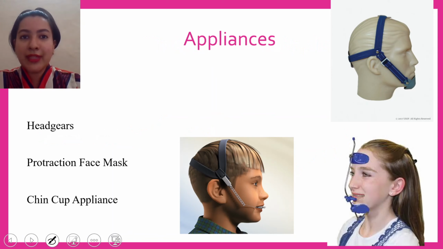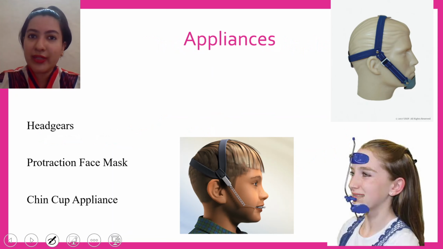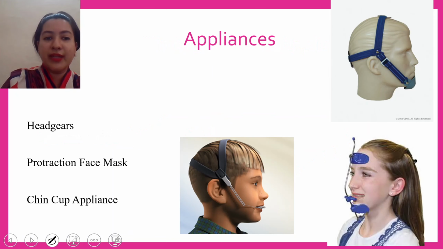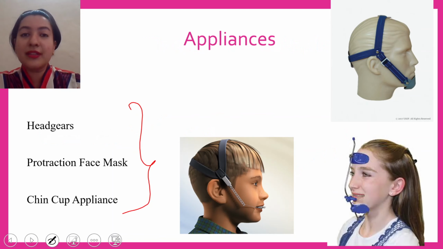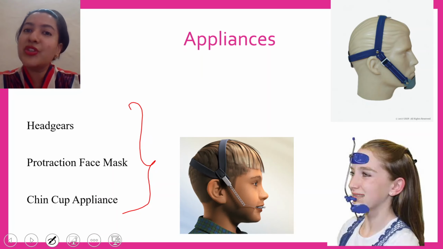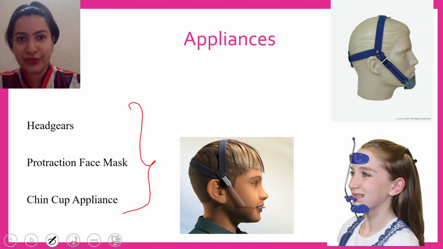So we all know that orthopedic appliances are extraoral appliances, namely headgear, face mask and chin cup. These are the three most important appliances which you all should know about. I'm sure you must have heard of them, but maybe you are confused about these appliances, because they are difficult to understand. So these are the three appliances which we will cover in depth and in detail, especially the things which are important from the exam point of view.